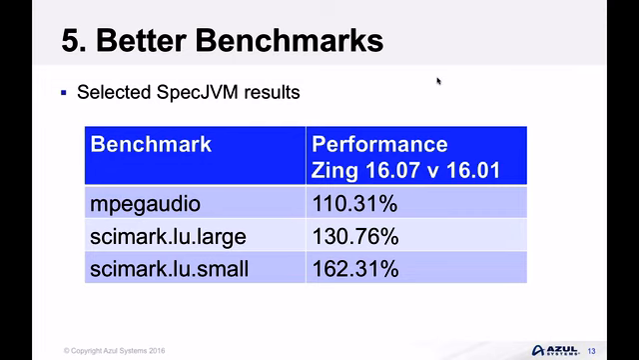MPEG audio, I'm guessing that most people, if they're doing enterprise applications, that won't be a big feature for them, but we've got a 10% improvement in performance. And then for two of the scientific benchmarks, both large and small in terms of the LU benchmark, we got really significant improvements in performance here, so 130% and 162% versus the previous version. That's the sort of thing where if you're doing big number crunching type applications, throughput like that will be very noticeable in terms of your application performance.